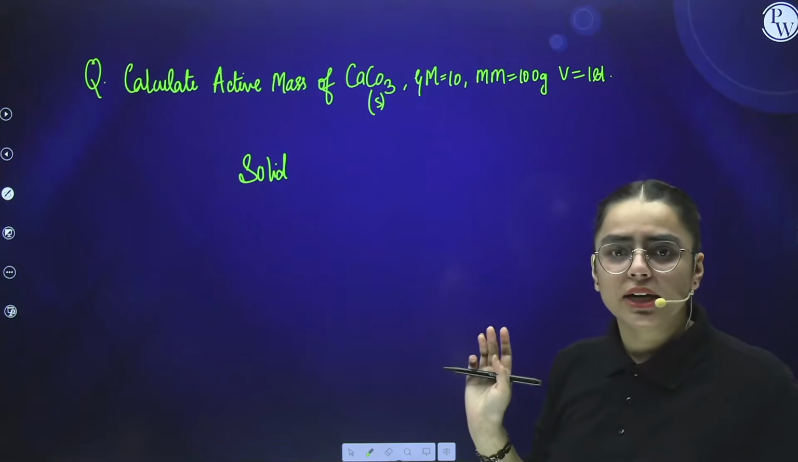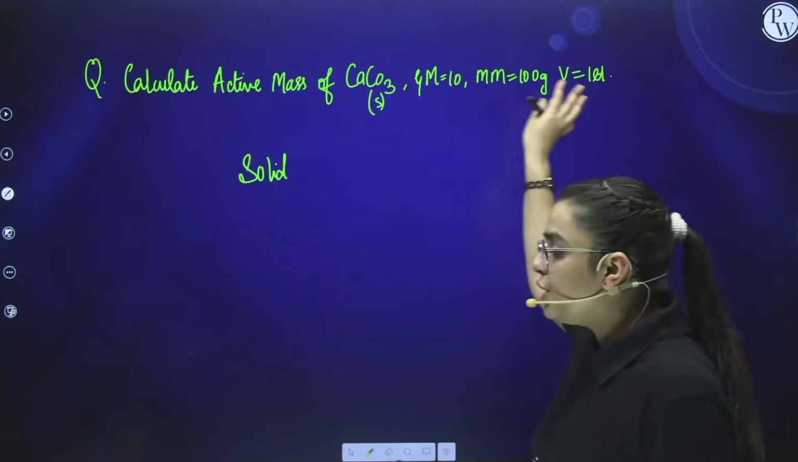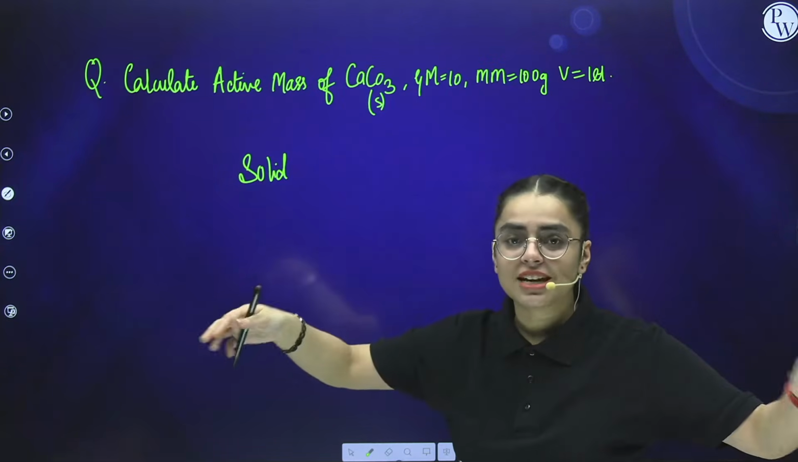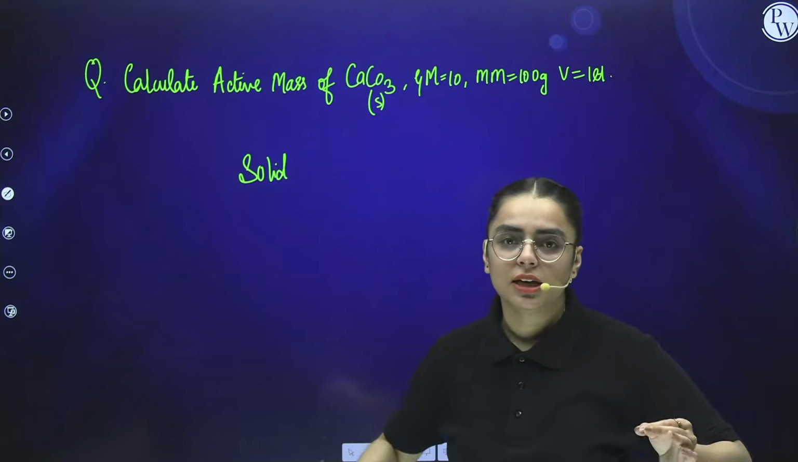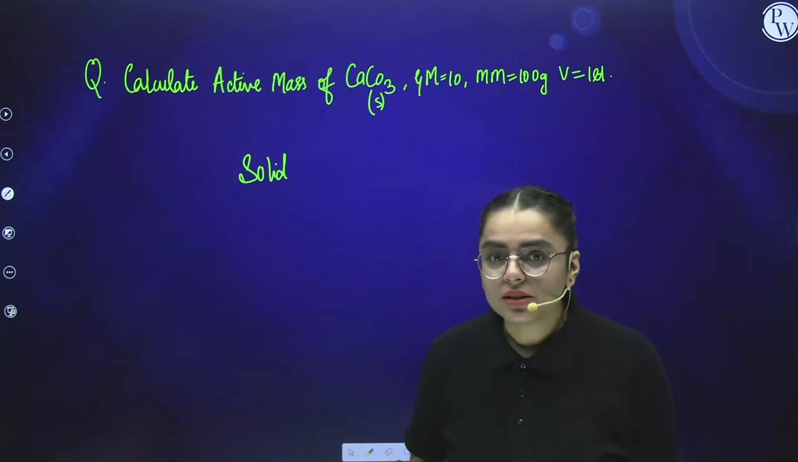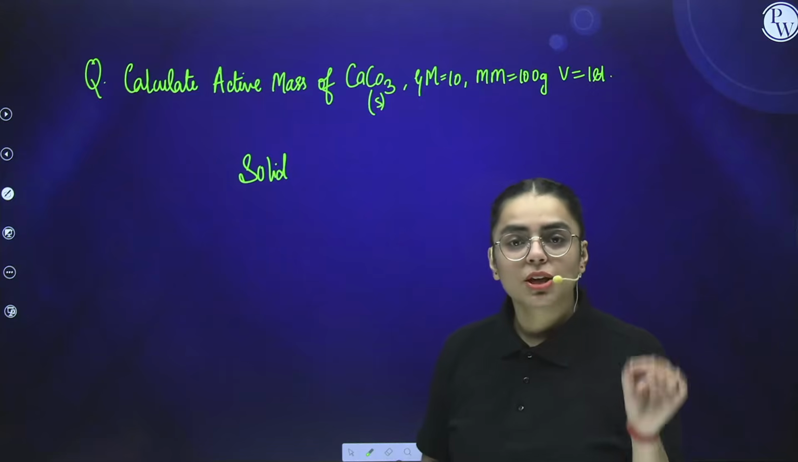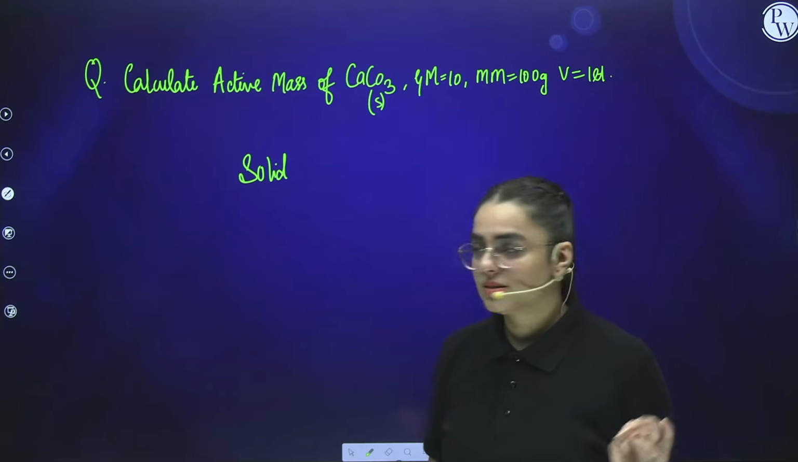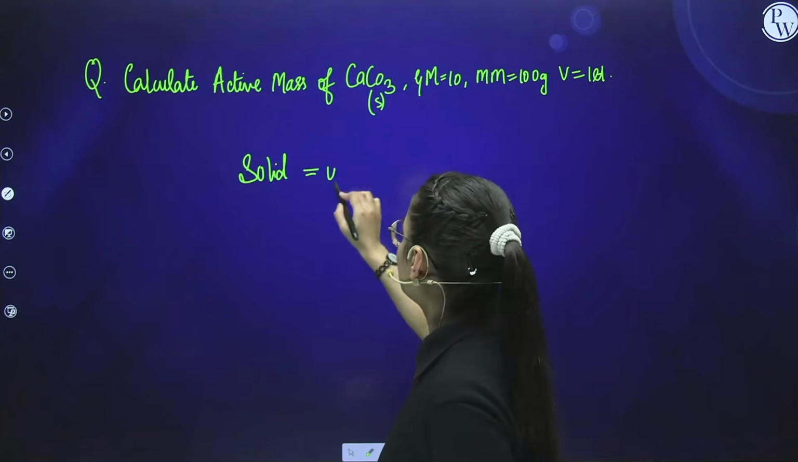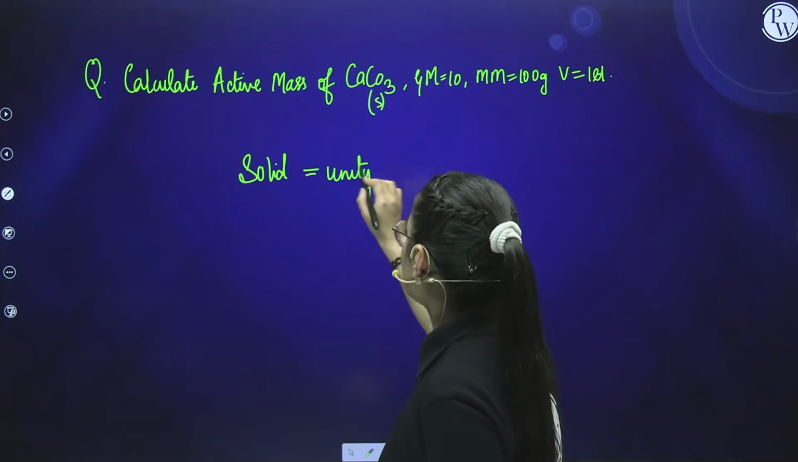I know it is 1. There is no need to equate any formula for this. It is unity, always unity. We do not need to calculate it. There is no requirement for it because we consider it to be 1. Is it clear? Okay. For a solid, it is unity. For a solid, it is 1.